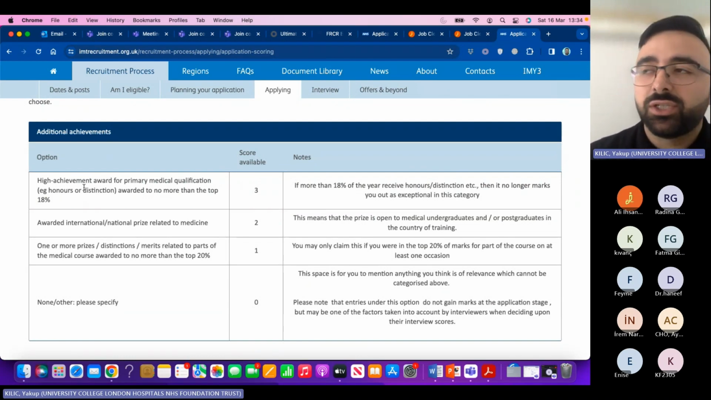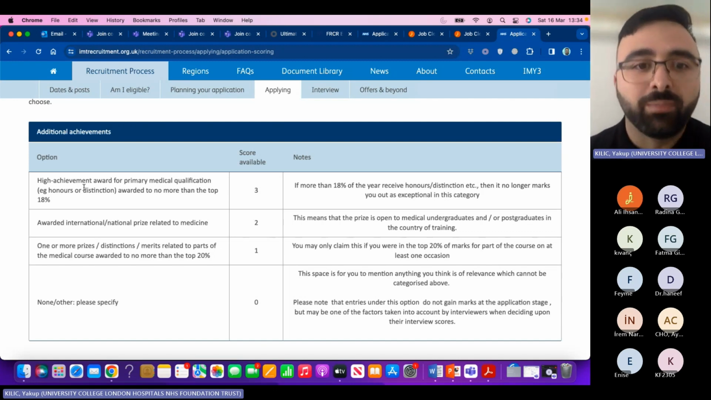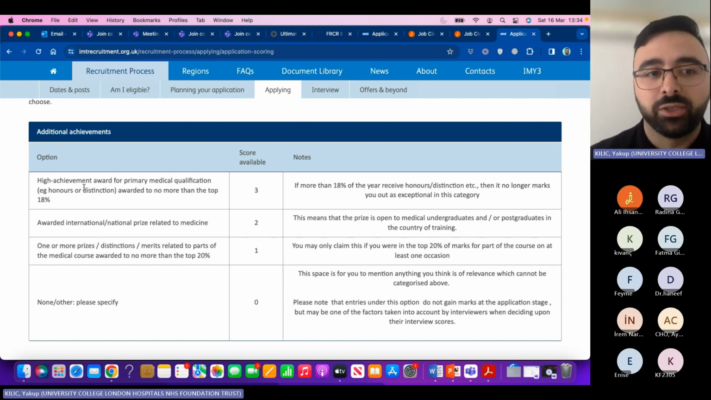Okay. And just a word of warning, every point makes a massive difference, guys. 1 point can even make a difference of you getting rank number, I don't know, 20. If you're ranked number 50, you can jump like 20, 30 places with 1 point. That's how fierce the competition has become in the UK. So every point does count. So if you're a high achiever during medical school, that scores you 3 points.